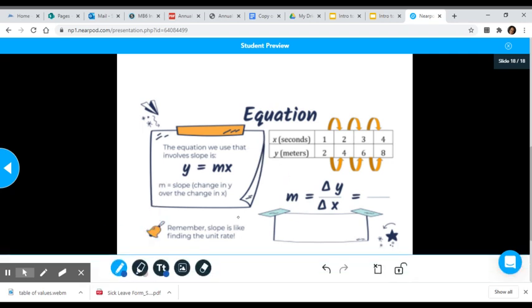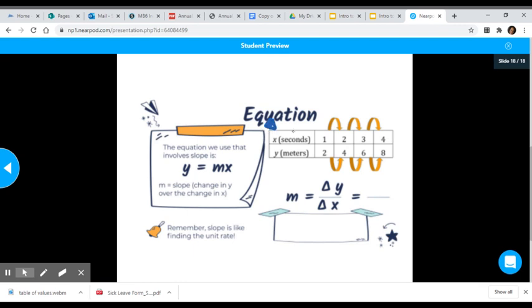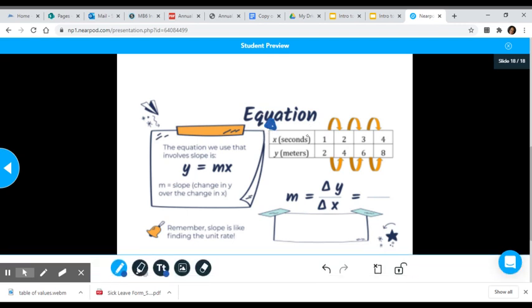All right, ladies and gentlemen, when we're trying to find an equation for whenever we're given a sample like we were, the equation that we use involves slope, and it goes like y equals mx, where m is representing the slope. Now remember, the slope is your change in y over the change in x. And remember, slope is like finding the unit rate. So what we want to do is look at that table of values that we created earlier right here and figure out what that change in y is over the change in x.